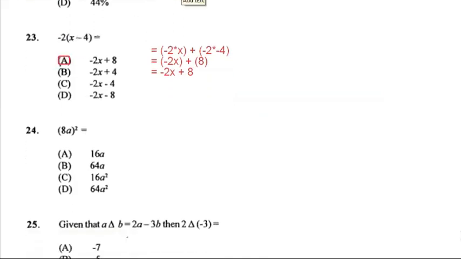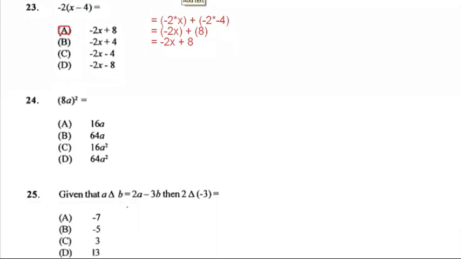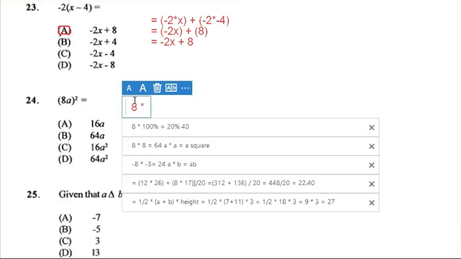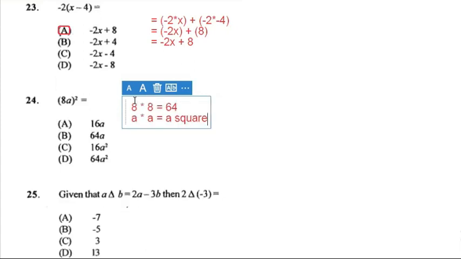24 states 8a, and all of that is squared. So we're just going to pull it apart to say 8 multiplied by 8 to give us 64, and a multiplied by a to give us a squared. So our answer for 24 is D, and we're moving along nicely, guys.